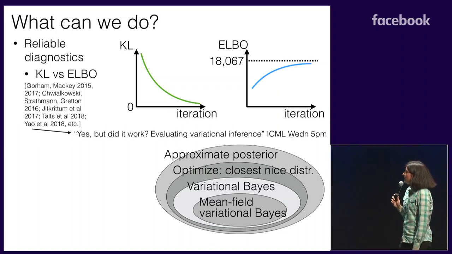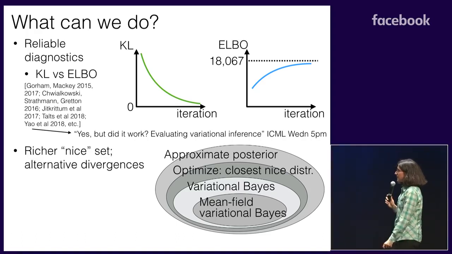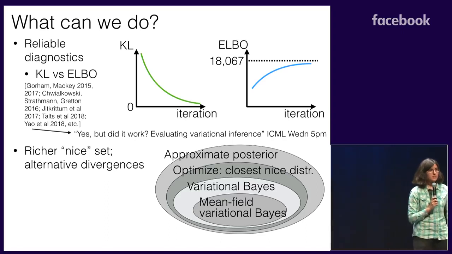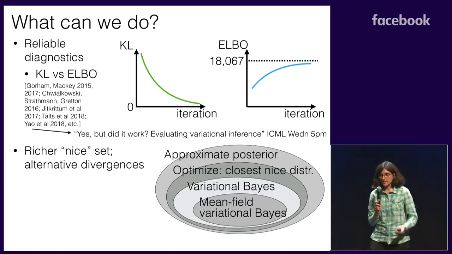So for instance, we started by making this assumption of approximating the posterior. We said, what's the closest nice distribution? We've decided to make the variational Bayes assumption. We decided to make the mean field variational Bayes assumption. So we could ask ourselves, how about we use a richer nice set? How about we don't limit ourselves to mean field variational Bayes?